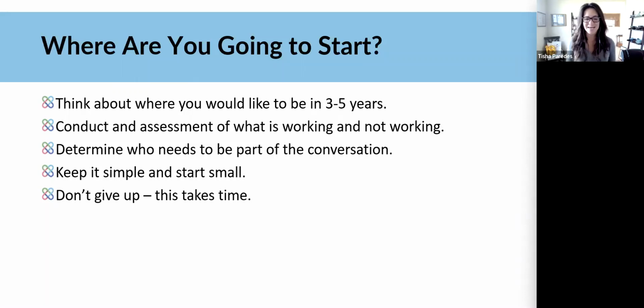And then the last piece: don't give up. It does take time. It's a long process. Two years to develop outcomes, 3 years to get some data. I know another institution where it took 4 years to figure it out. It takes some time, but where do you want to be in 3 to 5 years, and how do you start the path to get there?